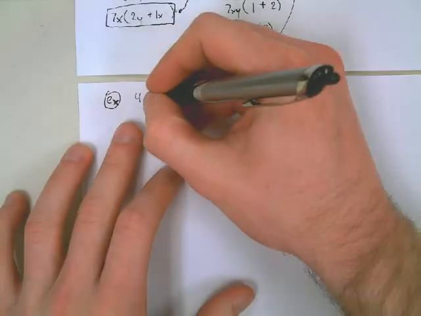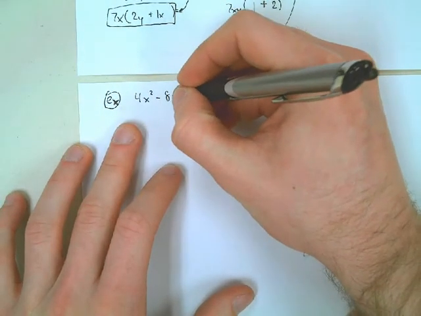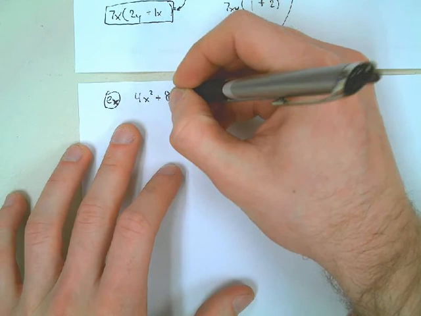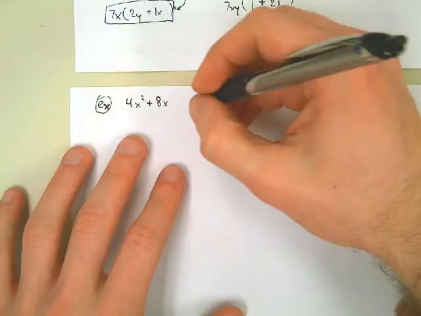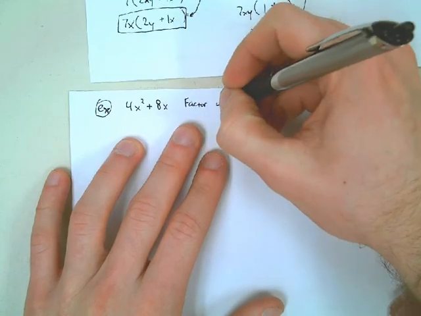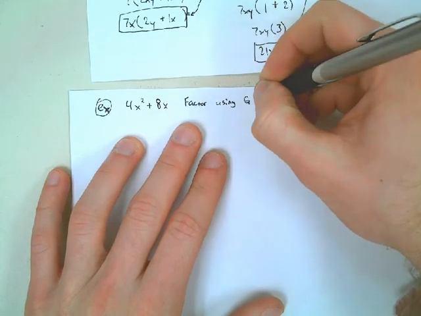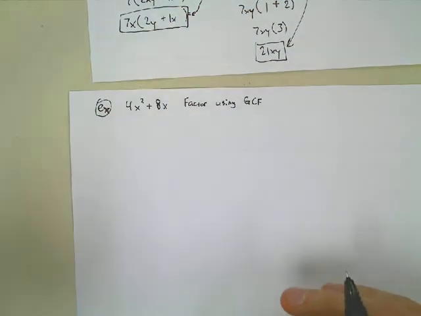Okay, let's factor. That's going to be our directions: factor using GCF. So let's do it the way I just showed you, and then I'll show you the way that maybe you've been taught before, the one that Ikeba thinks she remembers, because I'm sure some of you will say, oh yeah, I remember seeing that. Okay, so let's look at this one: 4x squared plus 8x.